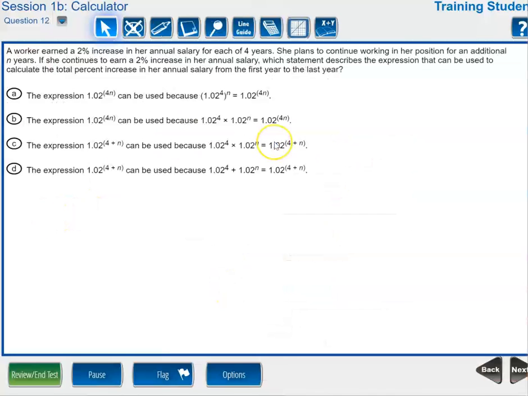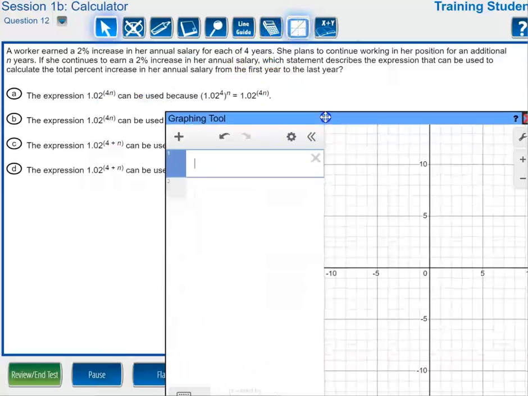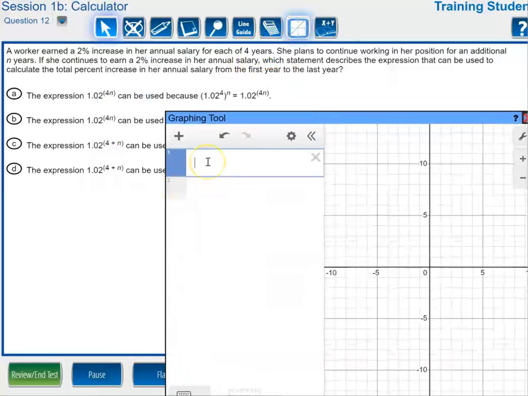Okay, the next part is about rewriting functions that are exponential functions written in one notation, writing them in another. So if they know their properties of exponents, they may not need the calculator, but it's always a good idea for them to check their work. So we're going to go ahead and type in the expression for part A.